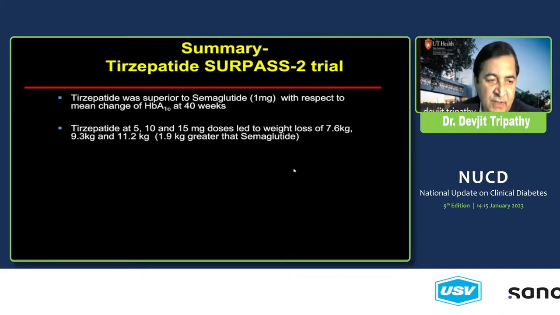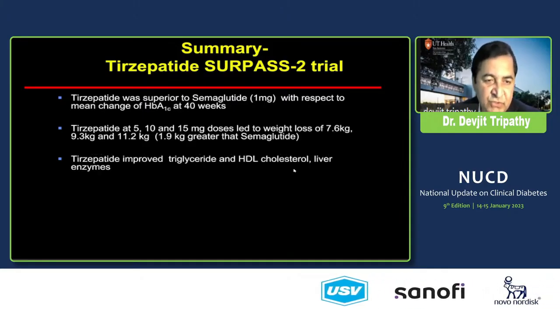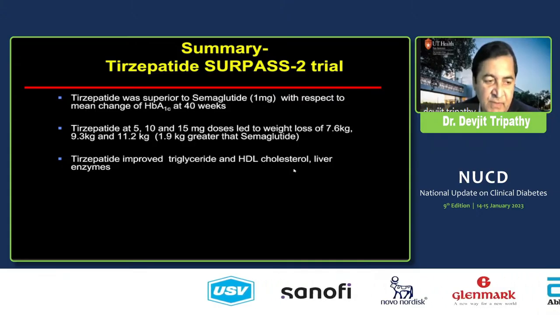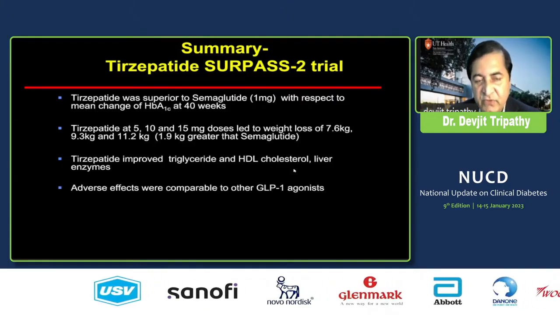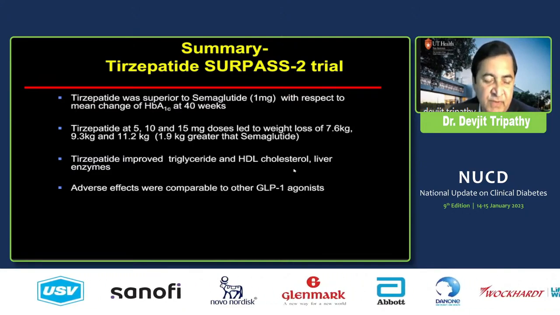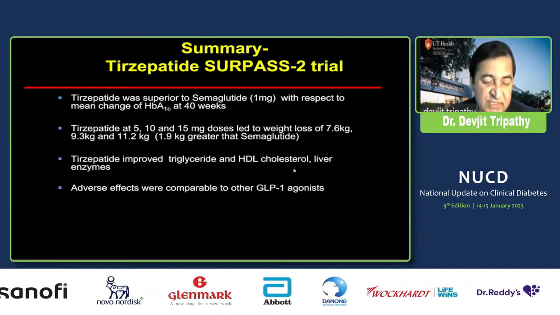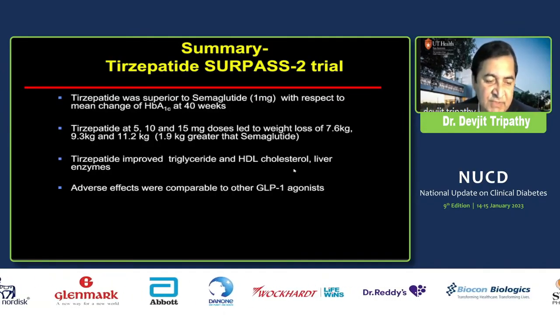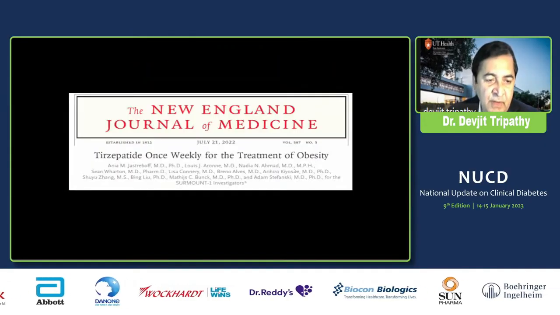So, summary: tirzepatide in SURPASS-2, but similar to all of the studies, leads to about 10 kilograms weight loss and improved A1C, and also improves the triglycerides, lowering about 25 to 30%. It does not affect much of the LDL, and the HDL goes up by about 7 points. And the adverse events are comparable, not less or higher, but comparable to other GLP-1 agonists.